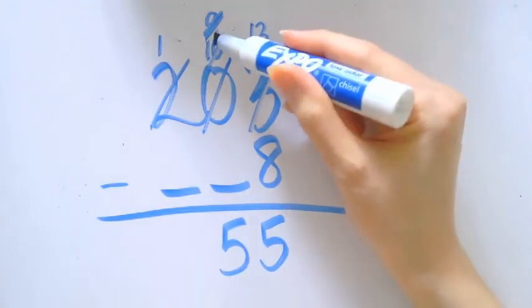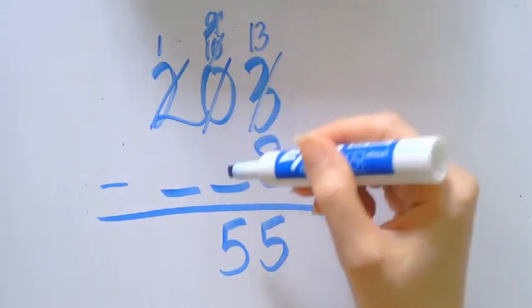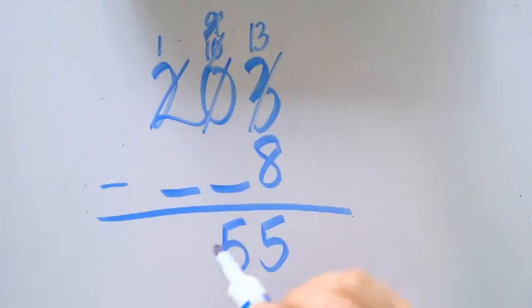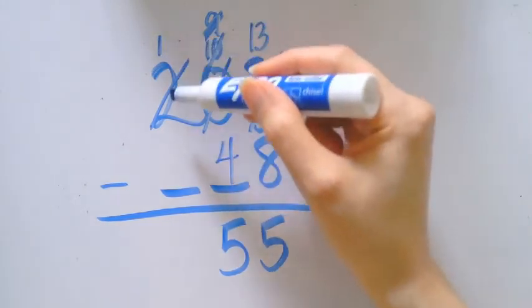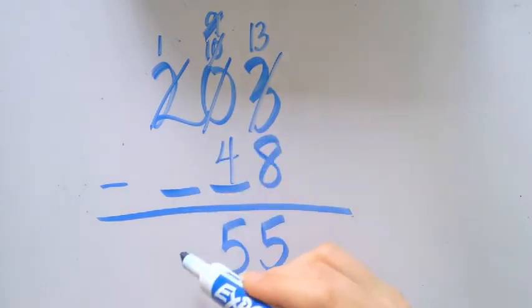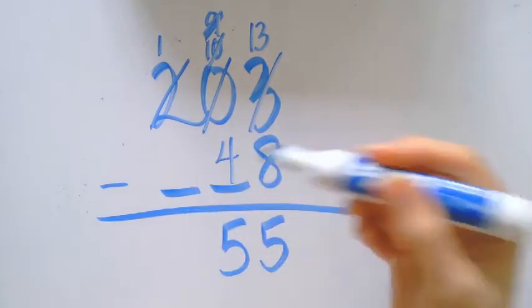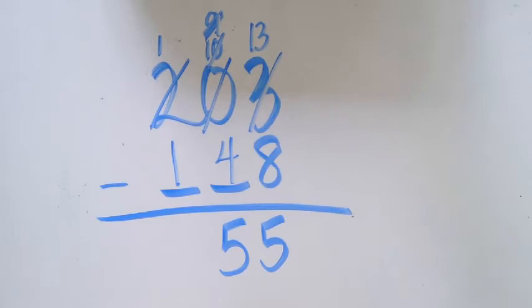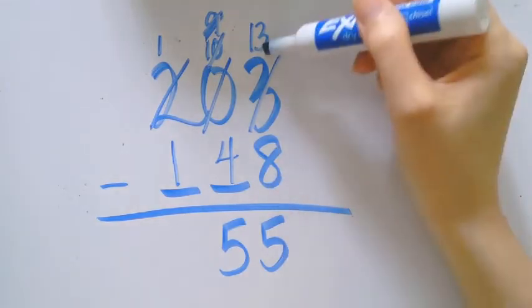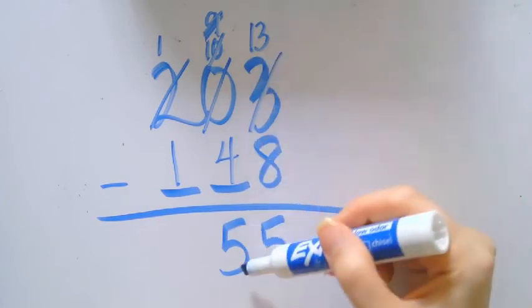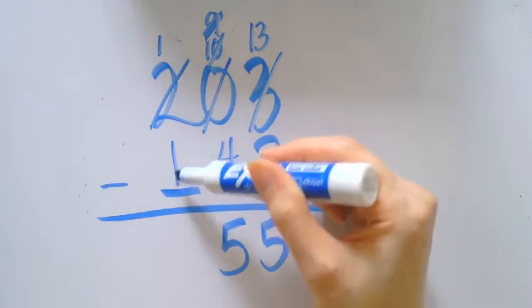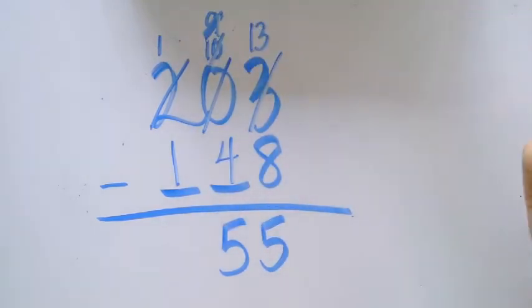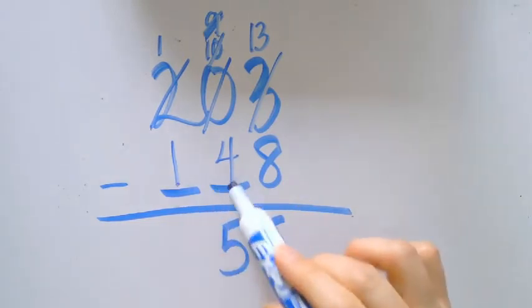Now that this number is 9, 9 minus something is going to give me 5. 9 minus what is 5? 4. 1 minus what would give me 0? 1. Now let's check our work. 5 plus 8 is 13. True. 5 plus 4 is 9. True. 0 plus 1 is 1. True. So the two missing numbers from this particular equation were 1 and 4.